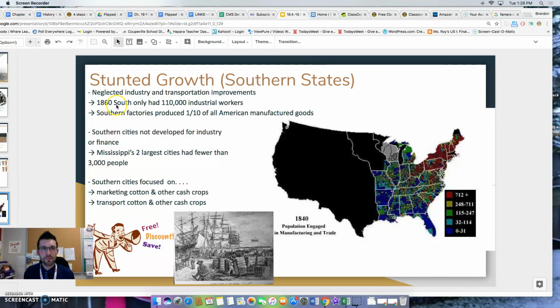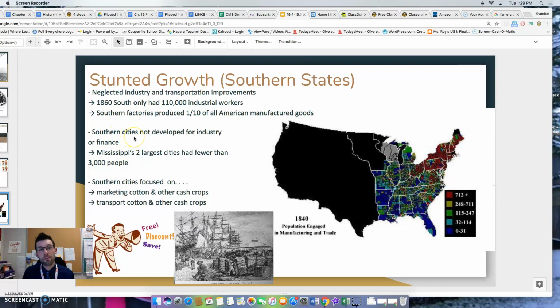In 1860, the southern states had only 110,000 industrial workers. There's that bell. The North, on the other hand, had 1.3 million workers. As this map can show you here, and I encourage you to pause the video and take a closer look at this map, it shows you how many workers there were in each county working in factories. Southern factories also produced 1/10 of all American manufactured goods. That means 90% of all things made in factories were made in the northern states.